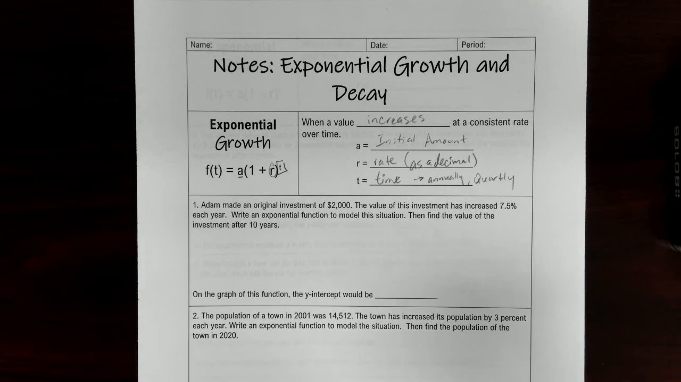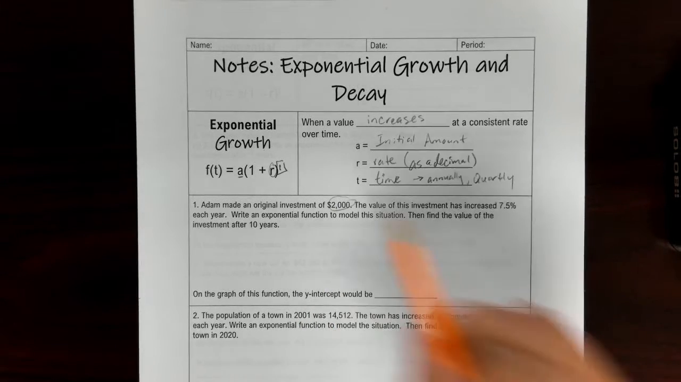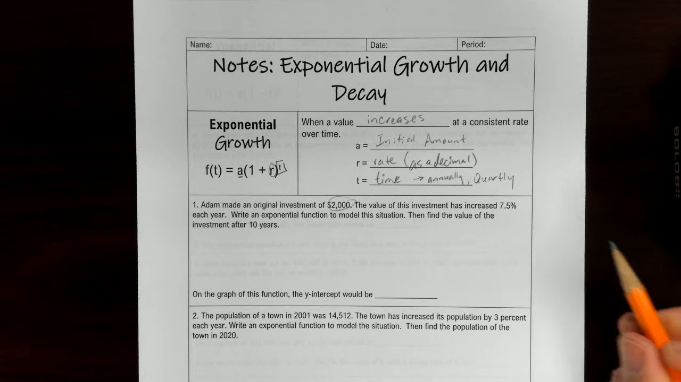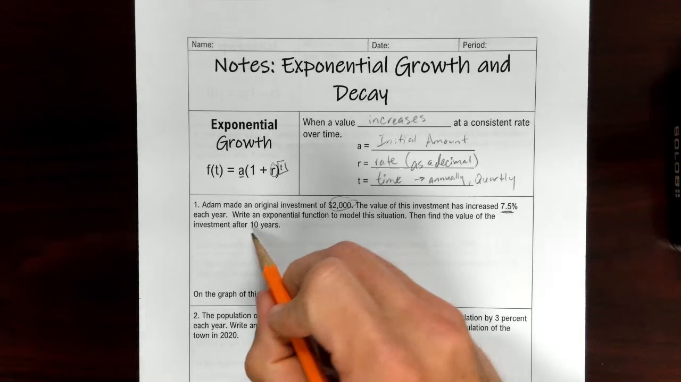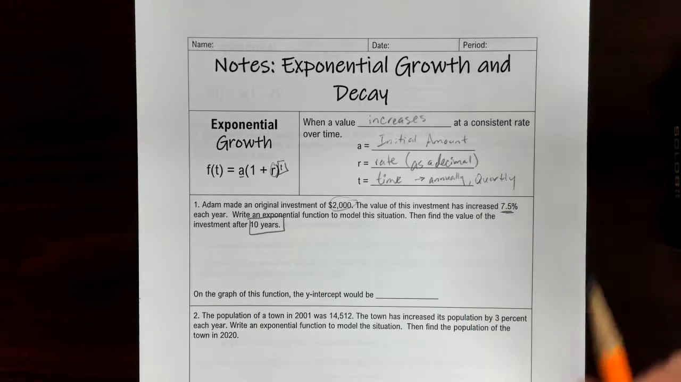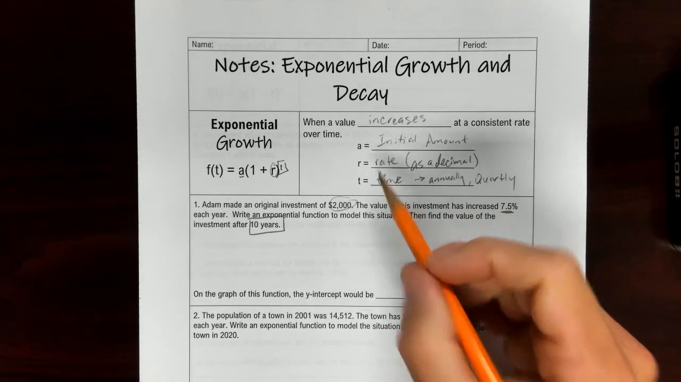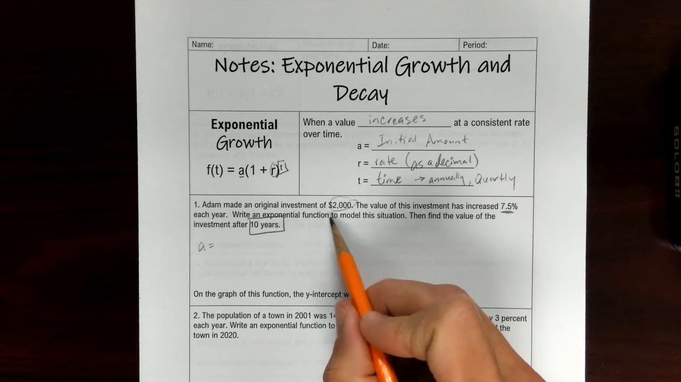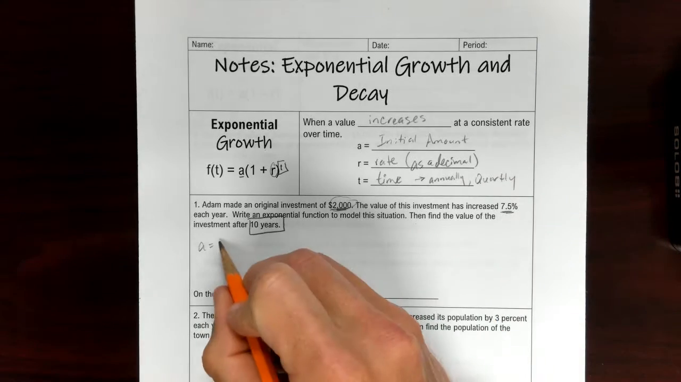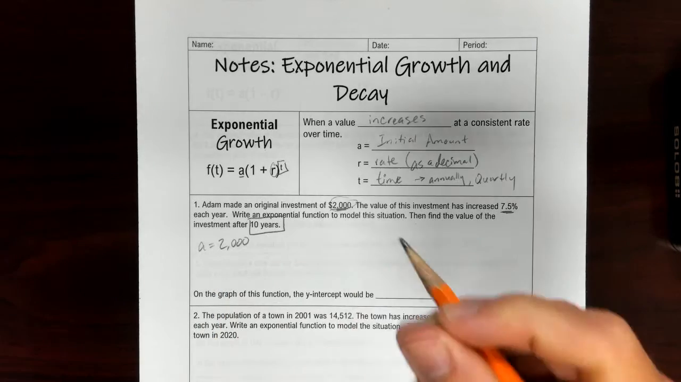Alright, so looking at number 1. Number 1 says Adam made an original investment of $2,000. The value of this investment has increased 7.5% each year. Write an exponential function to model this situation, then find the value of the investment after 10 years. Alright, so we're going to list out A, R, and T. A is the initial amount. So it said he made an initial investment of $2,000, so that's going to be A.